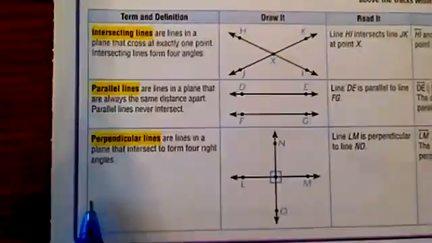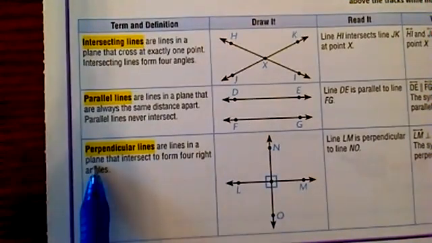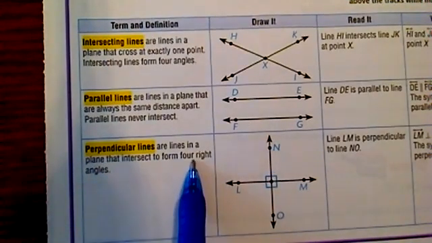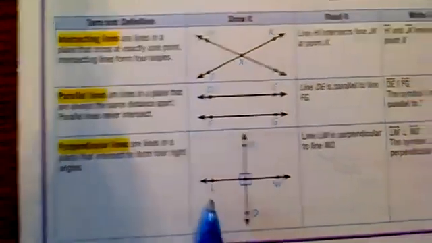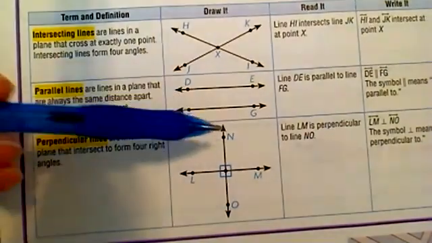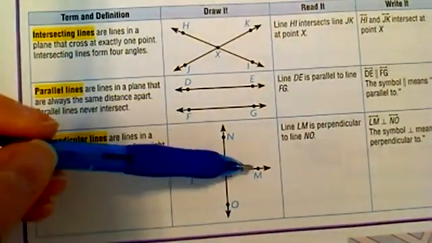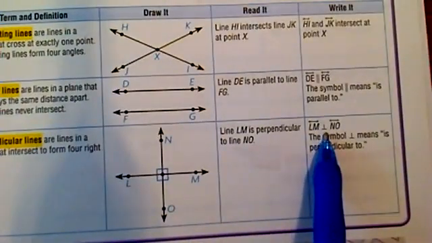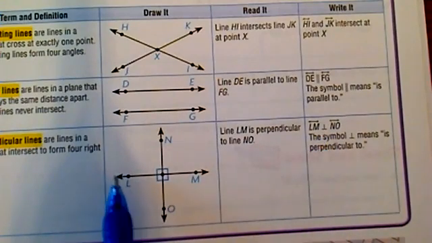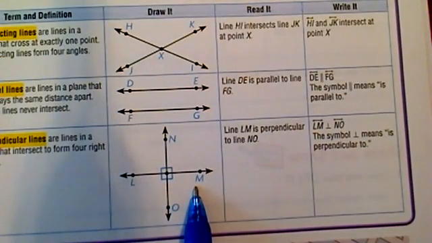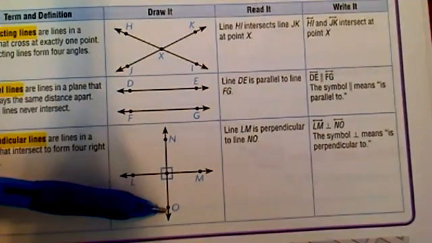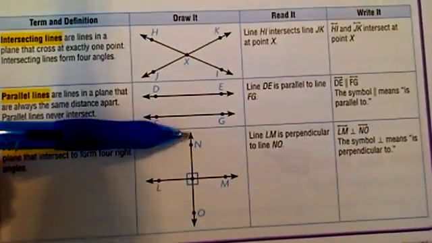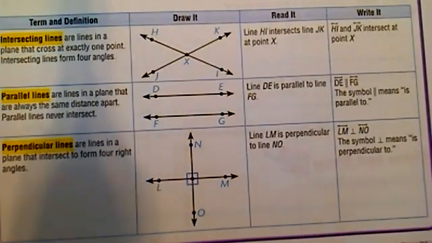And then we have special intersecting lines called perpendicular lines, and they intersect to form four right angles. And here's a picture of that. So we have line LM is perpendicular. There's my symbol for perpendicular too. It's like an upside down T. And so again, line LM is perpendicular to line NO. Again, they're lines, and they're going off in both directions forever, indicated by the arrows.